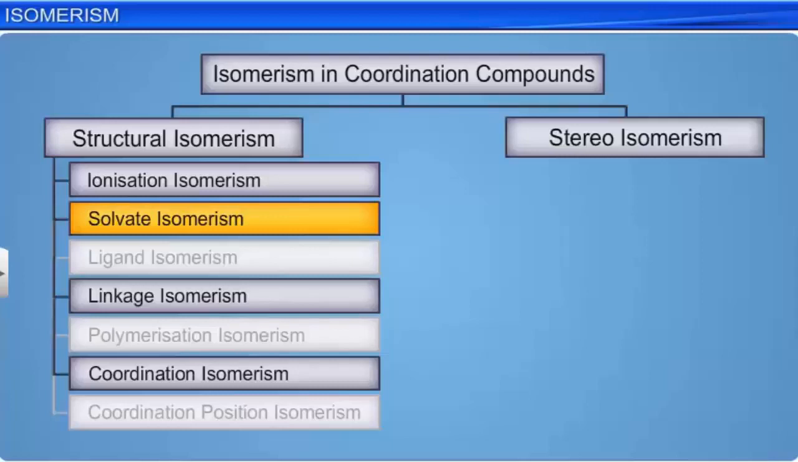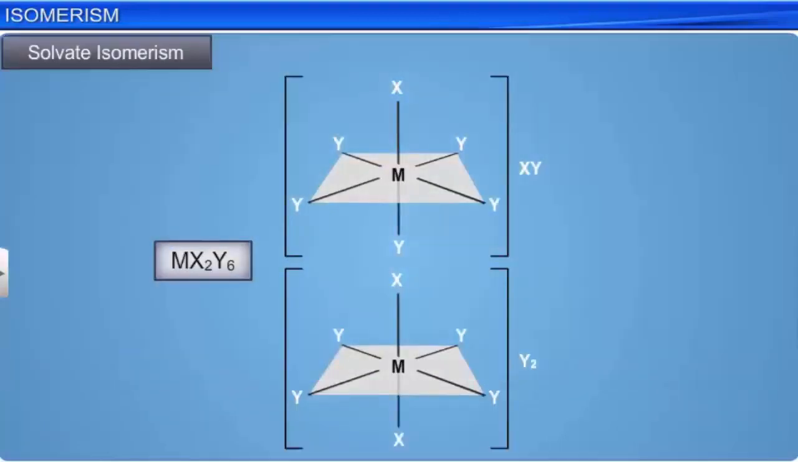Let us now look at solvate isomerism, which is similar to ionization isomerism. This form of isomerism is known as hydrate isomerism if water is involved as a solvent. Compounds that have the same composition but differ by whether or not solvent molecules are present as ligands in the coordination sphere or are merely present as free solvent molecules outside the coordination sphere are known as solvate isomers.